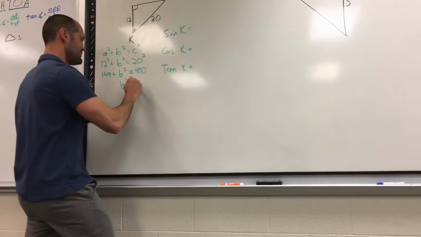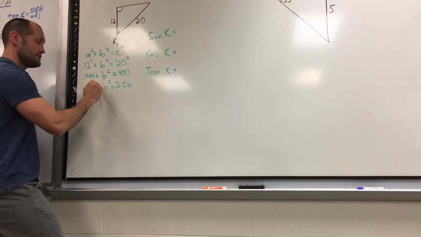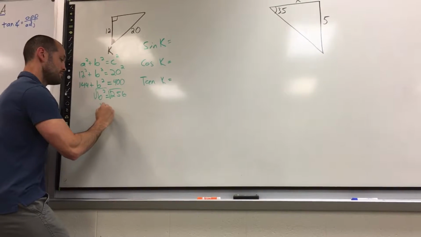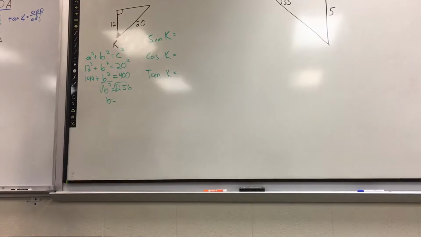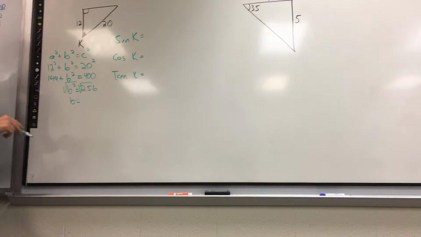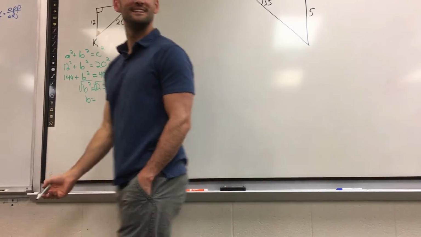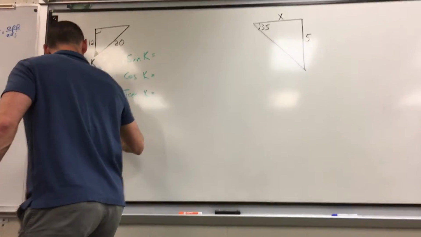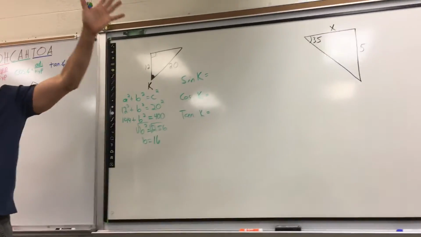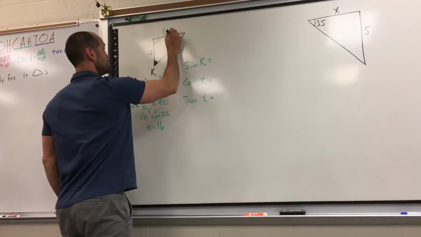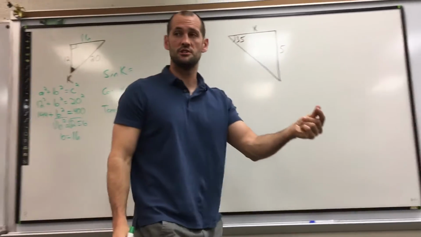256. To solve a square, you square root it. So b is what? 16. How many people got 16? All the hands are up. So now it should work very quickly. Boom, boom, boom. We should get our ratios.